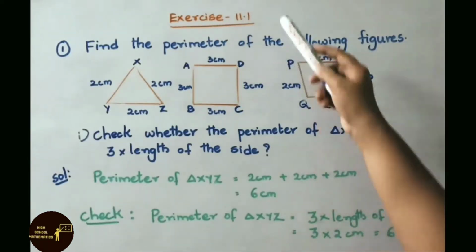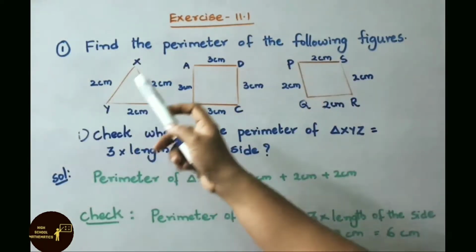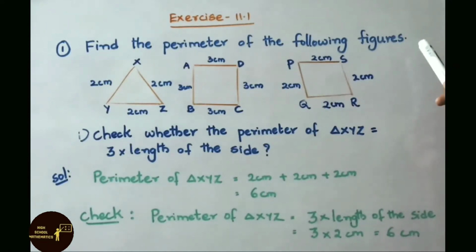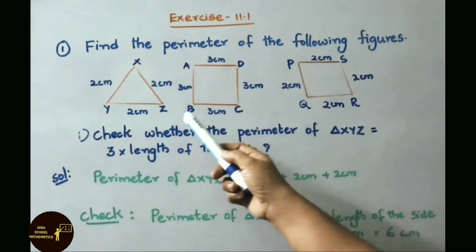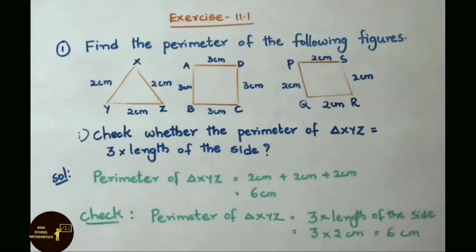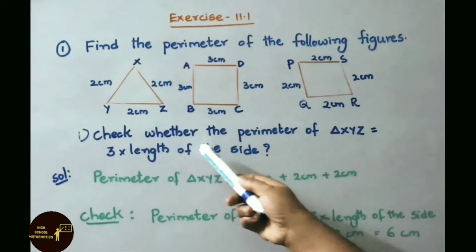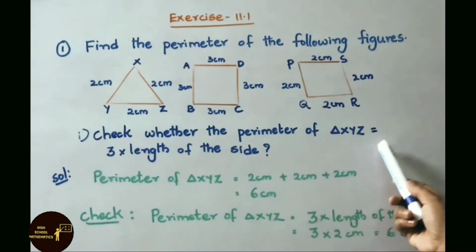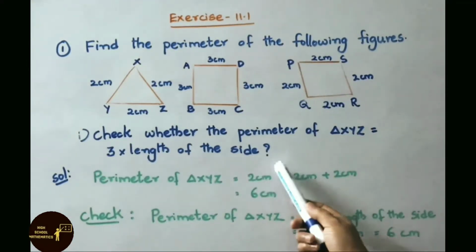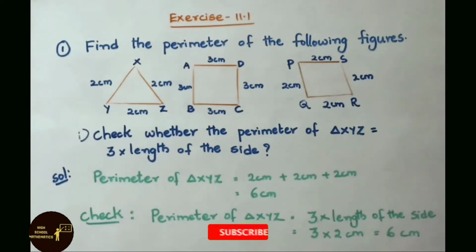See now exercise 11.1 first sum. Find the perimeter of the following figures. See the first one, they have given a triangle and each side is 2 centimeters. Let us see here first one. Check whether the perimeter of triangle XYZ is equal to 3 into length of the side. Let us see the solution.